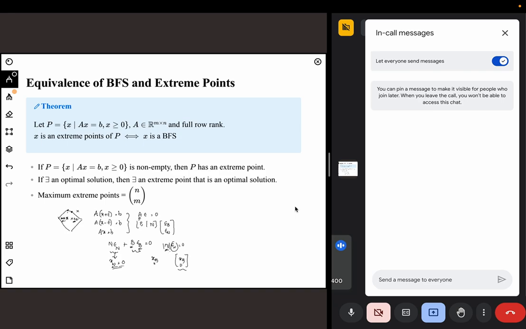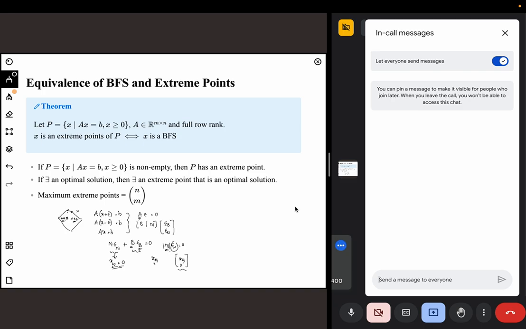These are just some points from the same definition. If this particular P, the set of all my feasible solutions, is non-empty, then definitely P has an extreme point. If there exists an optimal solution, then one of these extreme points will be the optimal solution.